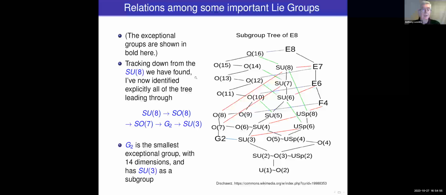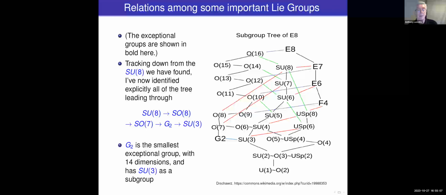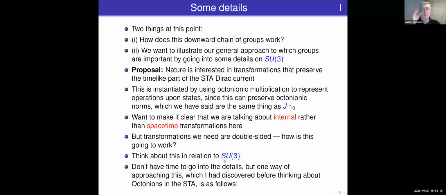Now, tracking down from the SU8 we found, I've now identified explicitly all of the tree leading down through SU8 to O8. I'm doing it in a version with unit determinants, so that's SO8, then SO7, G2. G2 is the smallest exceptional group with 14 dimensions, and then has SU3 as a subgroup. So 2 things at this point. How does this downward chain of groups work? And secondly, we want to illustrate our general approach to which groups are important by going into some detail on SU3. So let's think about the general approach here.